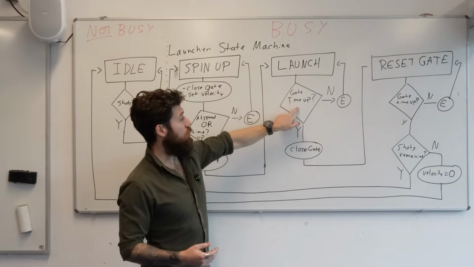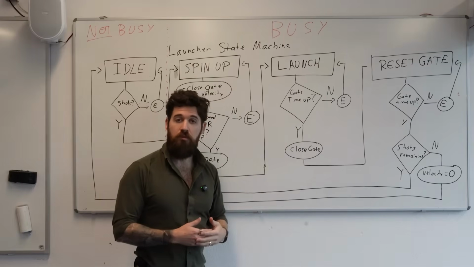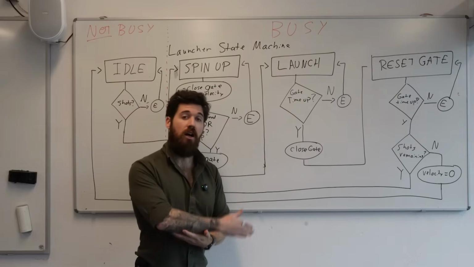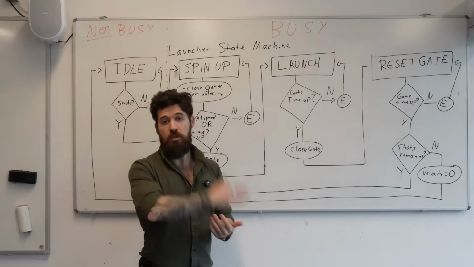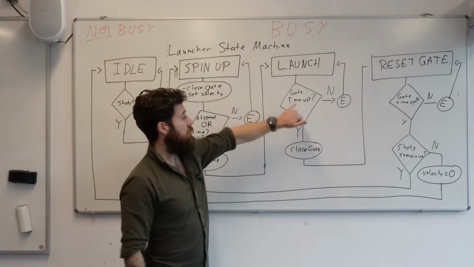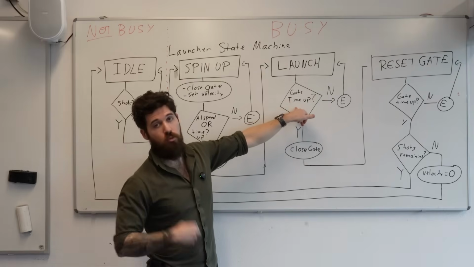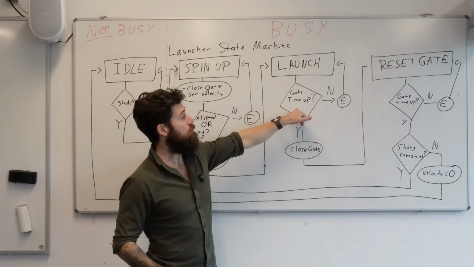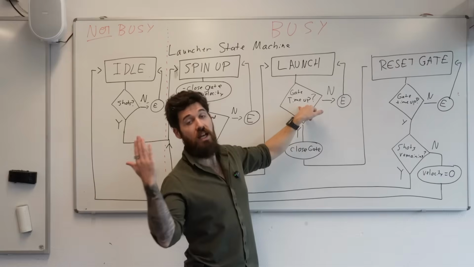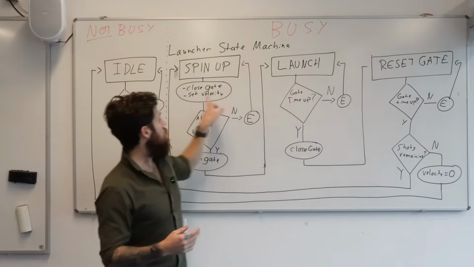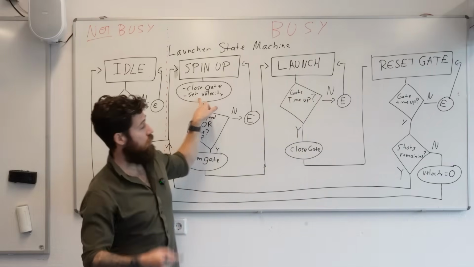And inside our launch state, we're going to check, is the gate time up? So effectively, we need to give that servo enough time to get from the start position to the finish position for the open. So we give some sort of 20 milliseconds, 40 milliseconds, however fast your servo is. If that time is not up, we go back to launch, and then we check that that gate has actually opened. Keep in mind, the motor is still running this entire time.